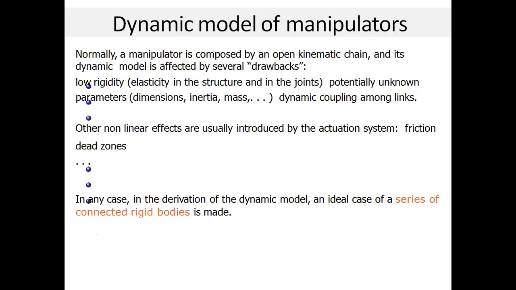Once the manipulator is composed of an open kinematic chain, the dynamic model is affected by a drawback: we'll have low rigidity and elasticity in the structure and the joints. So potentially, we'll have an unknown parameter.